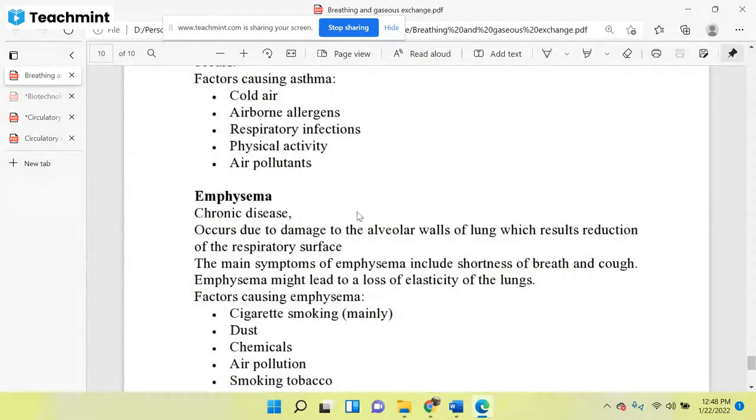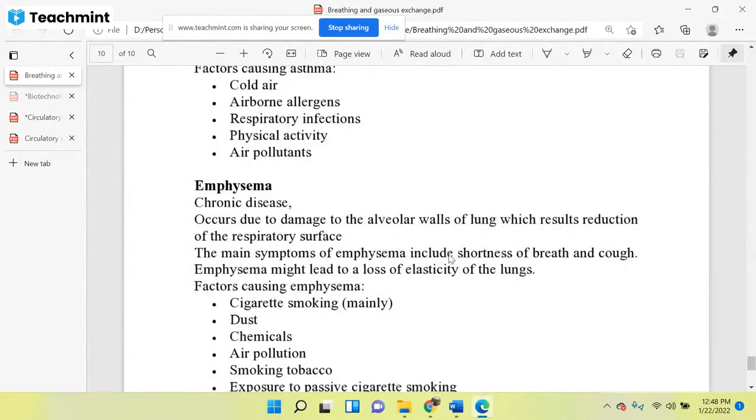The main symptoms of emphysema include shortness of breath and cough. Obviously, if the surface area of this alveoli decreases due to any disease, then what will happen? The exchange of gases will not be proper. So the rate of respiration increases. Ultimately, the person is having shortness of breath, and cough will occur.